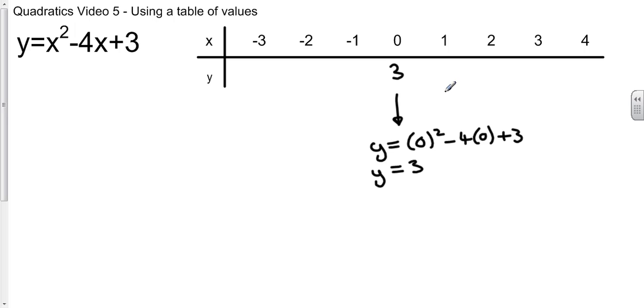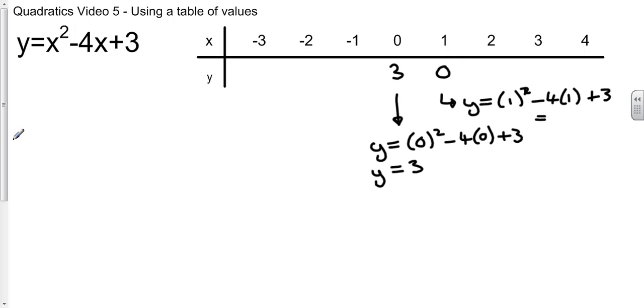Now the next easiest one to substitute in is going to be 1. So if I have a go at that, y equals 1 squared minus 4 times 1 plus 3, and that's going to give me 1 take away 4 is -3, and then plus 3 will make it 0.